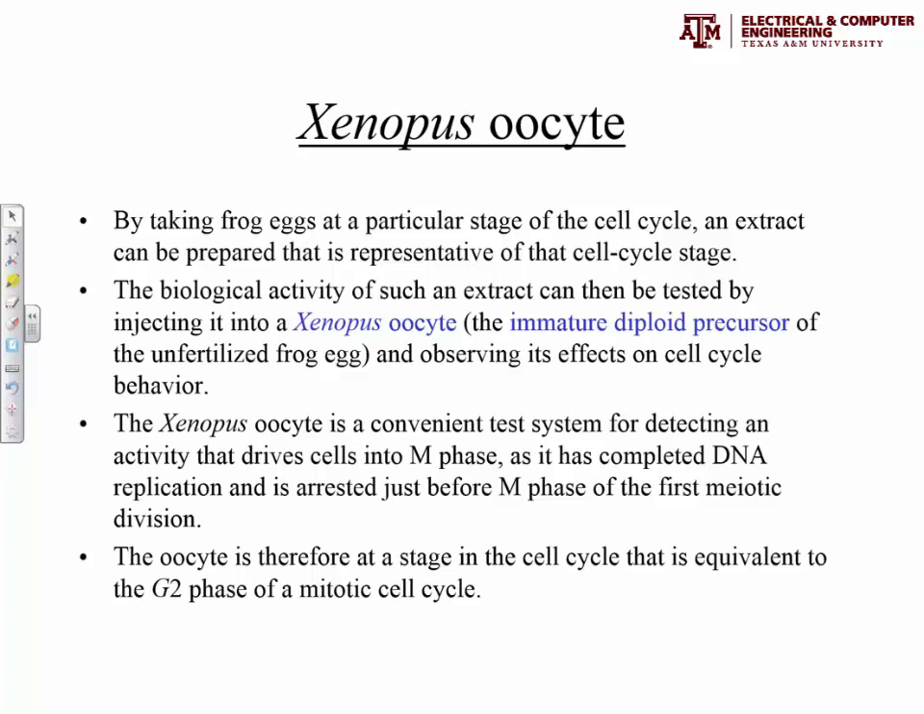Last time I was talking about how you can use frog eggs to test the activity of the M-phase promoting factor. The Xenopus oocyte is just at the stage where it is ready to move into the M phase of the first meiotic cell division. So if you give it M-phase promoting factor, that's going to happen. If you give it an extract from some other stage of the cell cycle, that does not happen.